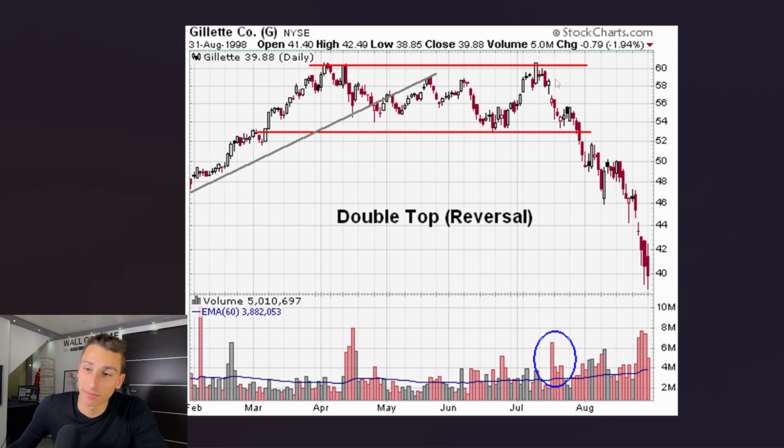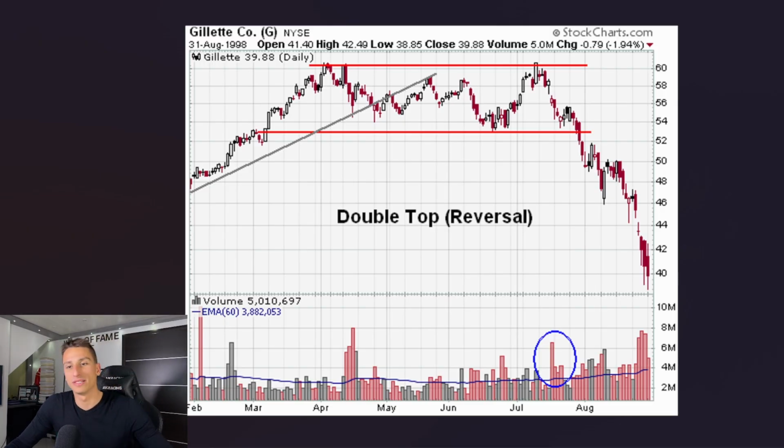The common mistakes about this setup is that calling every second test of resistance a double top needs real rally context, all right? Another mistake is shorting at the second peak without a confirmation signal. That's a big mistake, just shorting right there blindly. And the last mistake is putting a stop that is too tight, okay? Give a buffer above the peaks. Let the market just breathe.